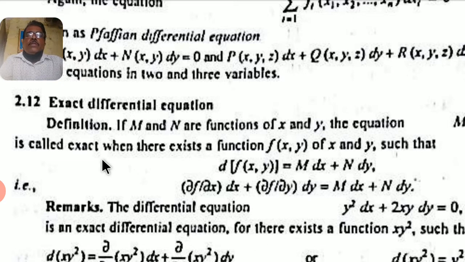Today we go to the next topic, that is exact differential equations. So, what are exact differential equations? Exact differential equation means what? If a function f of x, y has a differential that exists, then it is known as an exact differential equation.